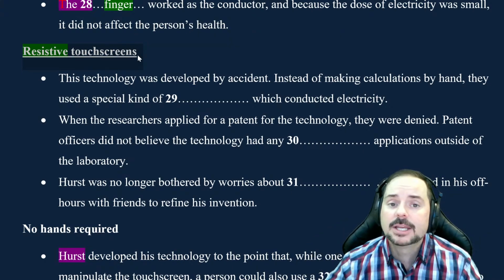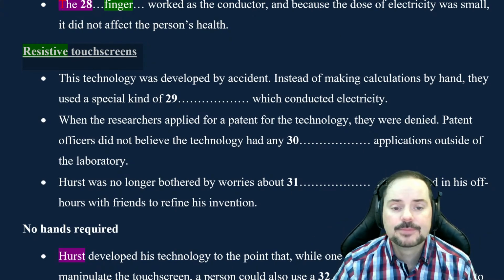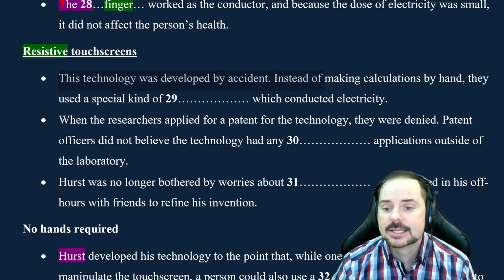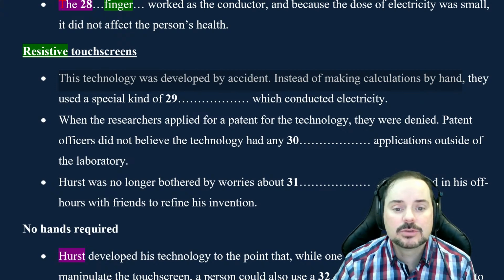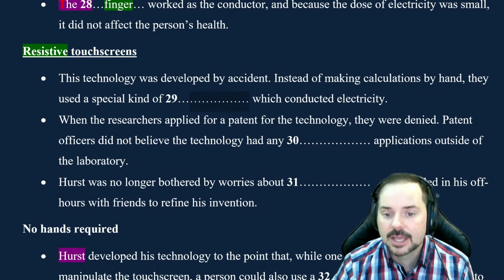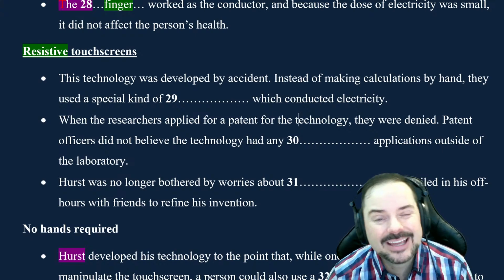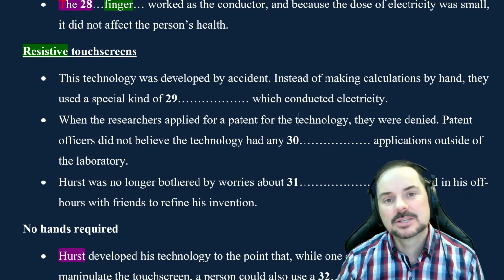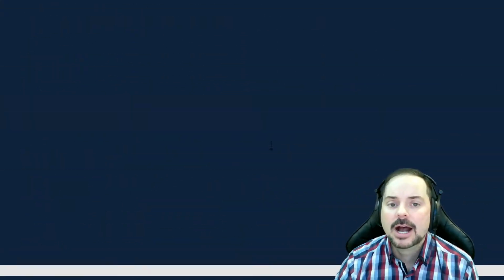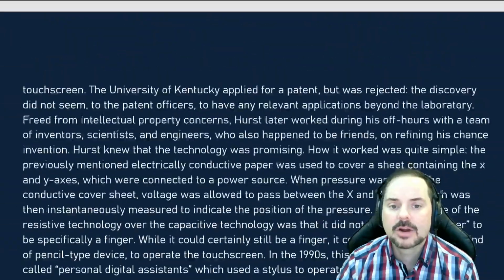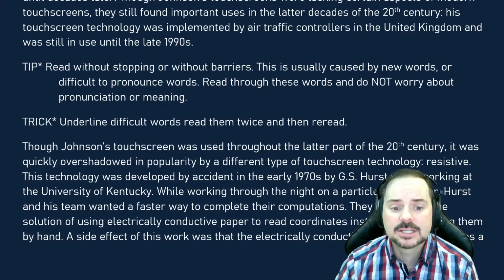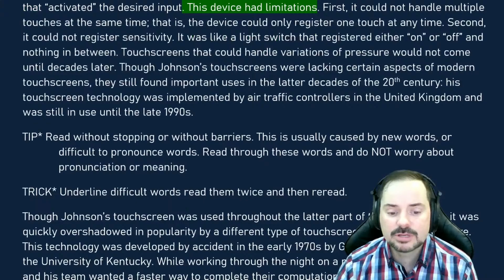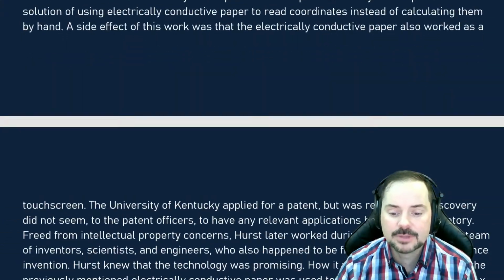Now we're switching gears and we're on to resistive touch screens. So we kept in mind the questions, the content here. This technology was developed by accident. Instead of making calculations by hand, they used a special kind of something which conducted electricity. Now, again, ideally, you're not searching for this answer because it was very clear. If I had to, I know that I need to go back to the paragraph that's about resistive touchscreens. But that paragraph is pretty big. Okay, it's this one here.